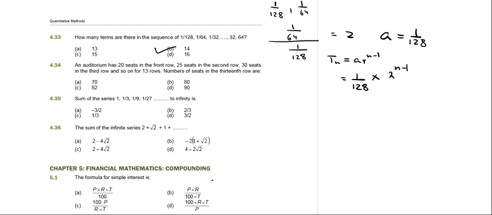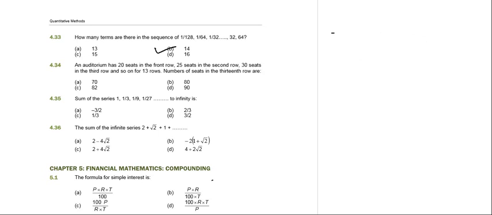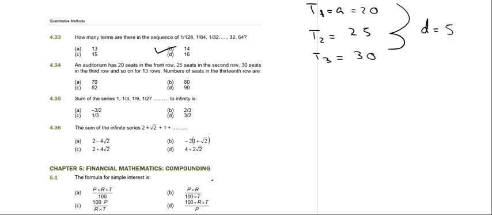Question 4.34 says that an auditorium has 20 seats in the front row. Let's say the front row is the first row, and in the first row we have 20 seats, 25 in the second. So term 1 has 20 seats, term 2 has 25 seats, and the third row has 30 seats. You can see there is a difference of 5, therefore it is an arithmetic progression with d equals 5, and so on for 13 rows.